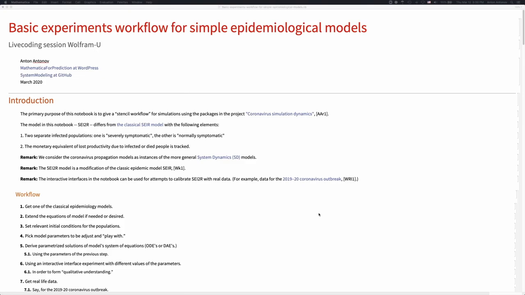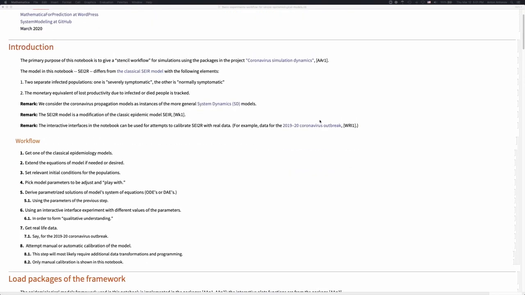So let's see, Anton, what we are talking about. So what are compartmental models? Yeah, thank you, Maz. Thank you for the introduction. Well, as you mentioned, compartmental models are one way of doing epidemiological simulations. In this notebook, I'm going to go through a particular workflow of using this kind of compartmental model. And the target is, of course, we want to be able to simulate the coronavirus propagation or the related COVID-19 disease.